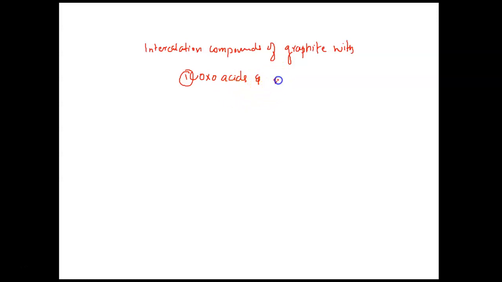Dear students, in the last class we discussed the intercalation compounds of graphite with alkali metals, and today we are going to look into intercalation compounds of graphite with oxoacids and metal halides, as well as oxides and sulfides, as well as intercalation compounds of graphite with halogens.